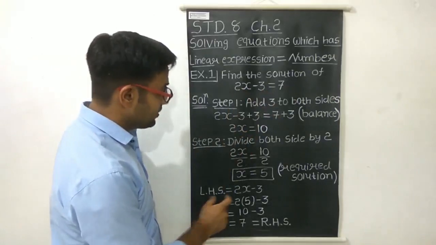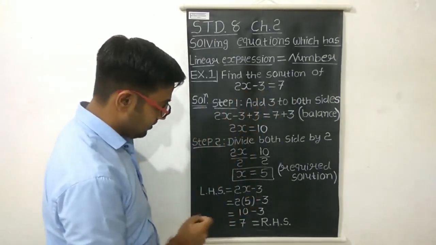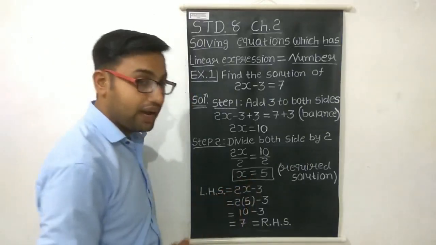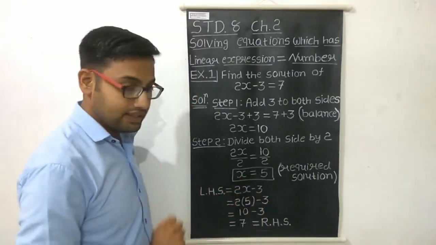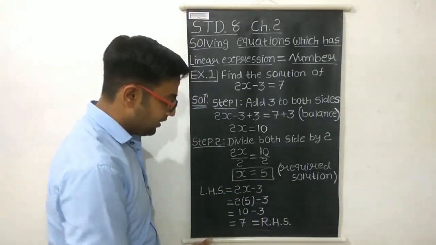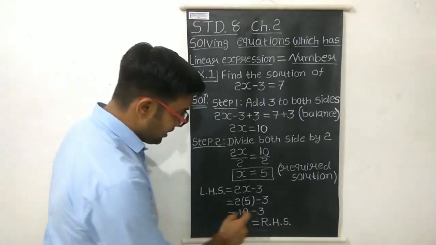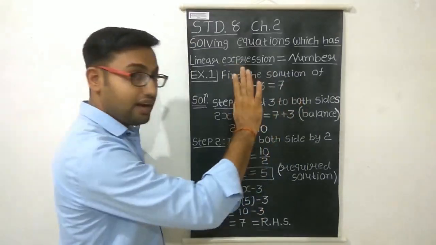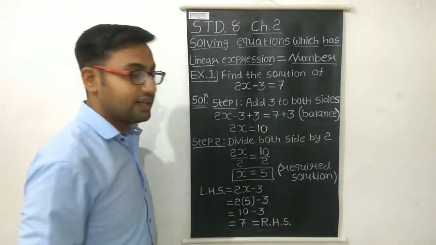So the left hand side is 2x minus 3. 2 remains as it is. Instead of x, we have to put 5. Minus 3 remains as it is. 5 2s are 10. 10 minus 3. And what is 10 minus 3? 10 minus 3 is 7. And see here, 7 is there. And that is our right hand side part.